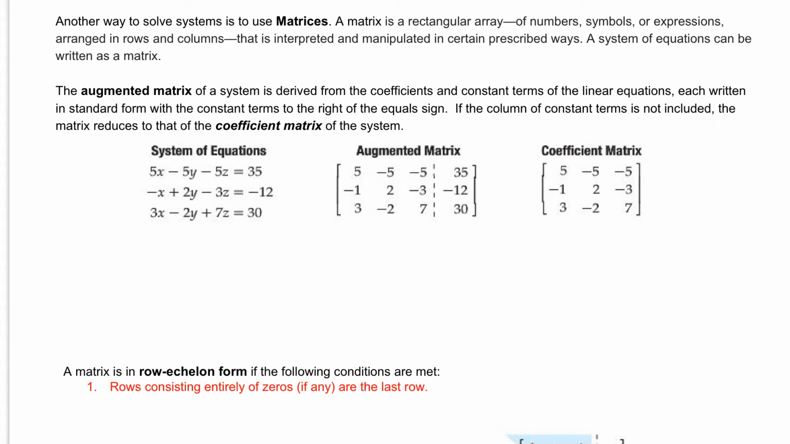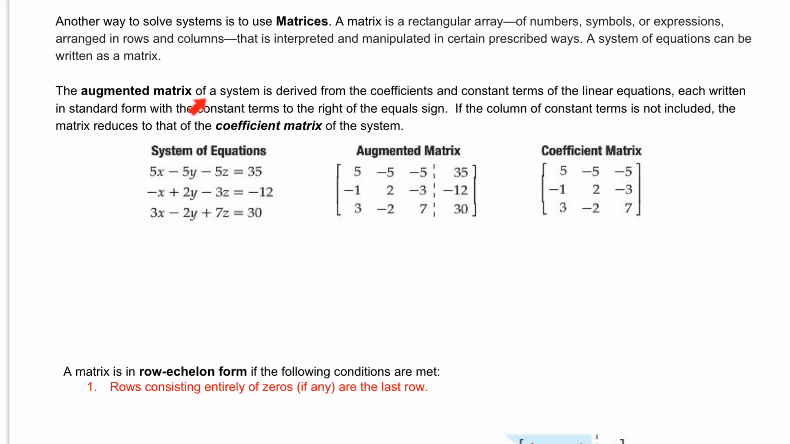Another way to solve systems is to use matrices. A matrix is a rectangular array of numbers, symbols, or expressions arranged in rows and columns that is interpreted and manipulated in certain prescribed ways. A system of equations can be written as a matrix.